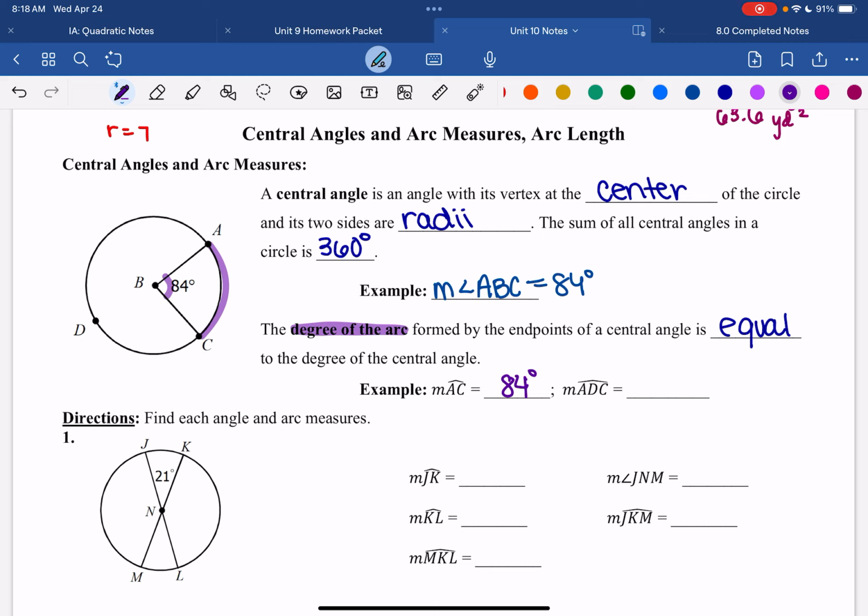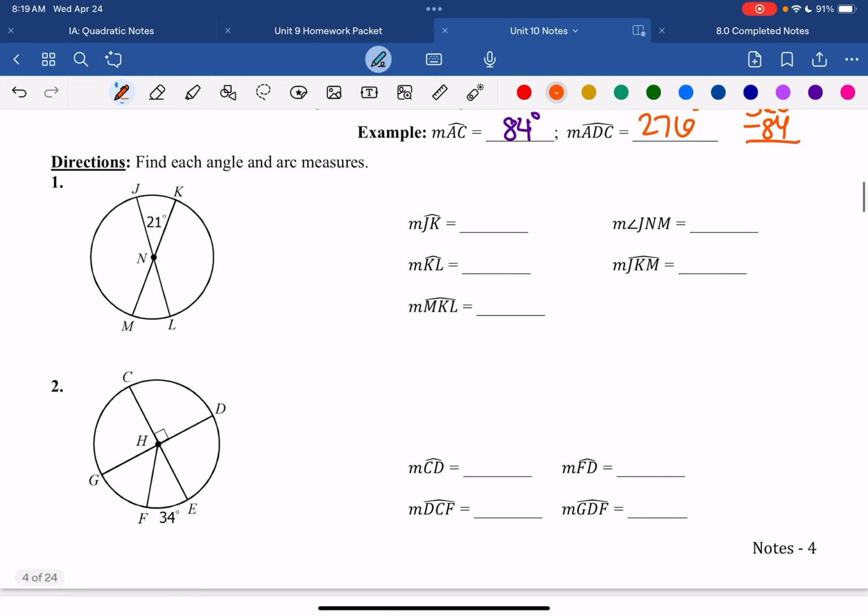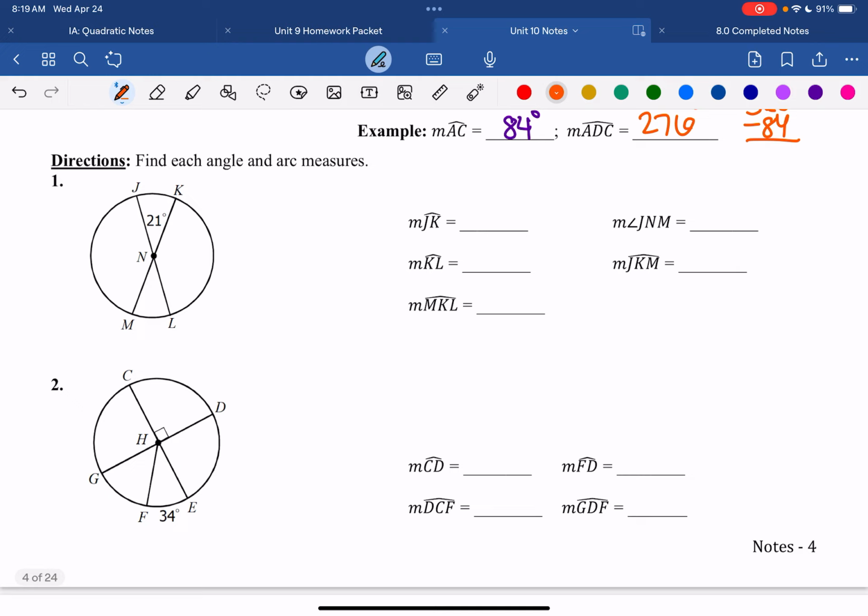Now the measure of that major arc, ADC, remember that's going from here to D to C. So let's highlight it a different color this way. We're just going to do 360 minus the 84. So you get 276 degrees. So now we're going to try some example problems.